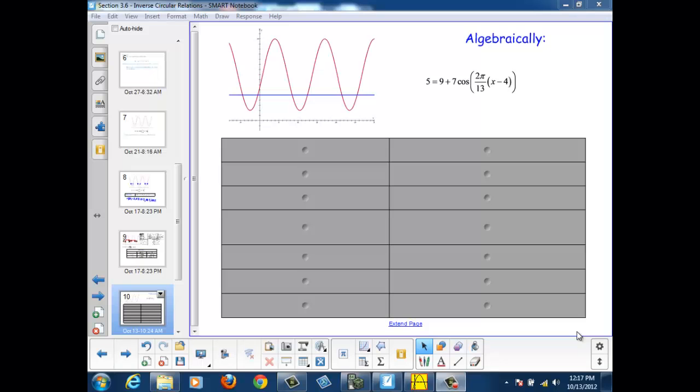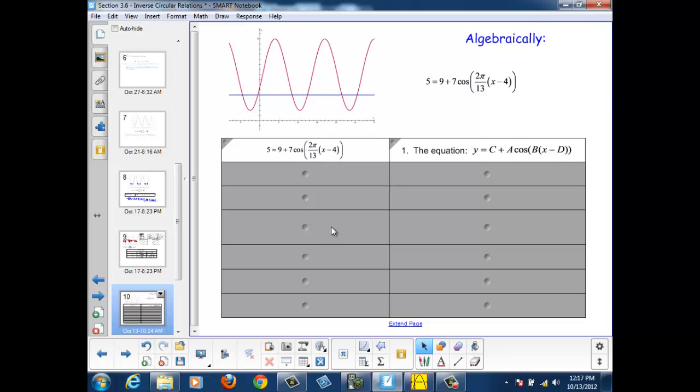Alright, let's look at how to solve this equation algebraically. As you can see, there are going to be multiple steps to solve for x in this equation. So the first thing we do is start with the general equation. In this case, 5 equals 9 plus 7 cosine of 2 pi over 13 times (x minus 4).